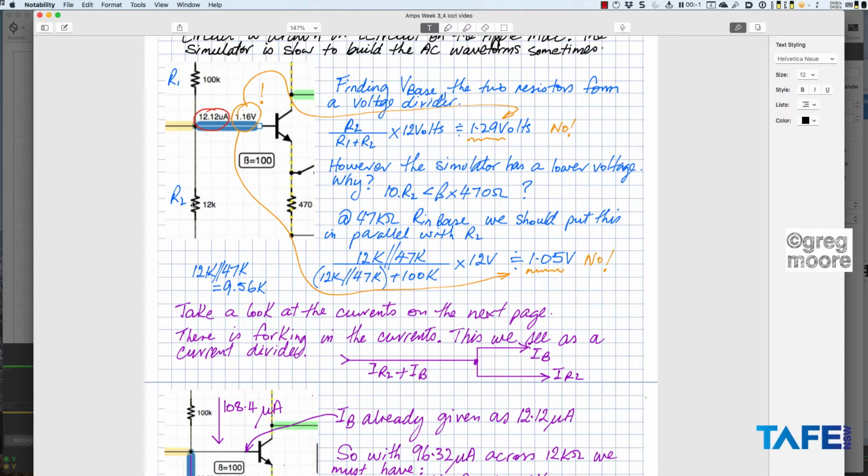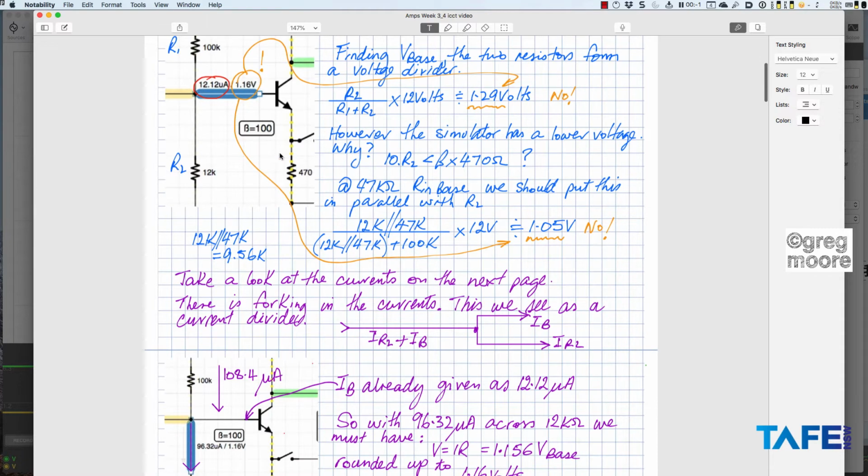47k, that is not less than that. Therefore, we have to do a little bit more maths in the circuit to make things work out. So I've got the parallel combination of R in base, which is beta times the 470, to 47k. I've got 12k parallel 47, and that forms my new R2, or if you like REQ. So REQ over REQ plus the 100k times 12 volts, 1.05 volts.